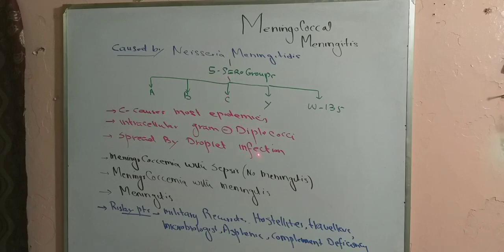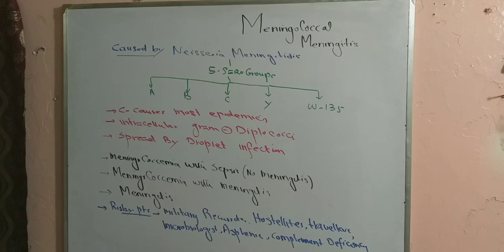Now, these are spread by droplets. It's a droplet infection, the transmission, meaning it can cause any of three situations: meningococcemia with sepsis and no meningitis; meningococcemia with meningitis; and sometimes only the meningitis. It's the inflammation of the meninges.